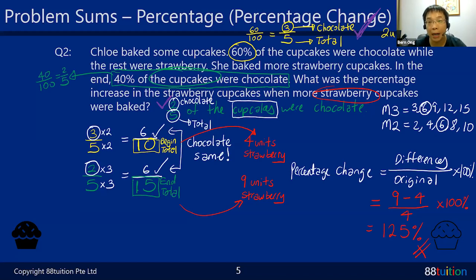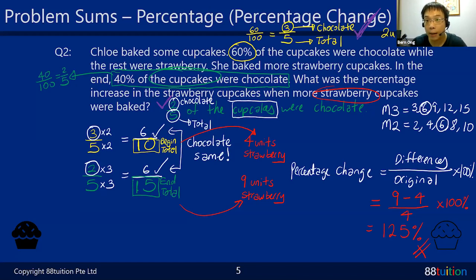So the answer will be 125%. And we are focusing on strawberry only. So do not include the chocolate inside. Can? So one student said, teacher, I got 5 units of strawberry from 15 units minus 10 units. Yes, that is correct. Very good, Rika. The 5 units come from the increase in the strawberry.